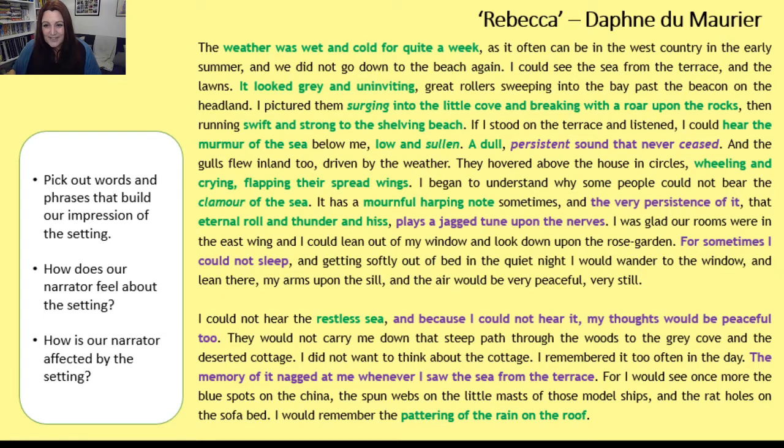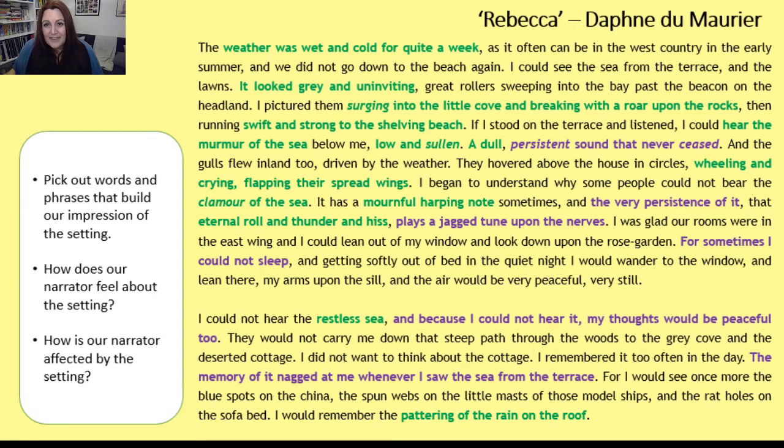And then we also see that for some times I could not sleep. So clearly the setting is having a physical effect, not just an emotional effect, on the narrator. They are unable to get a good night's sleep. So therefore they are disturbed by it. So we go back to the idea of all the gulls flapping around. They are unsettled. Well, even humans are unsettled by this. So we are sort of reflecting the way nature is there.